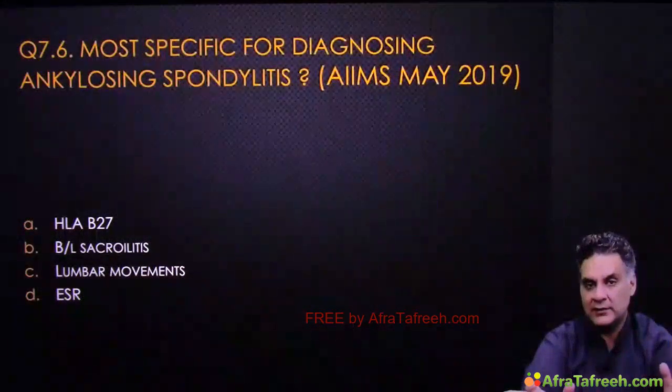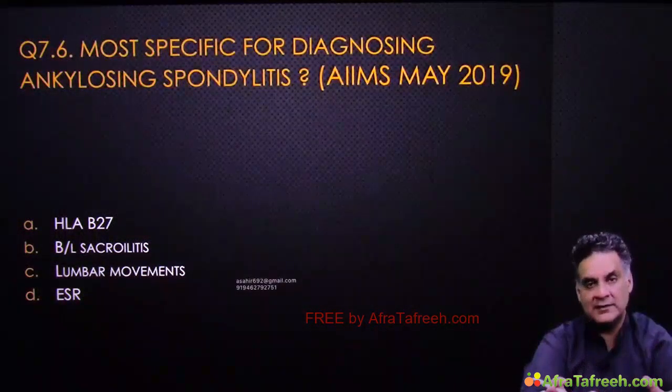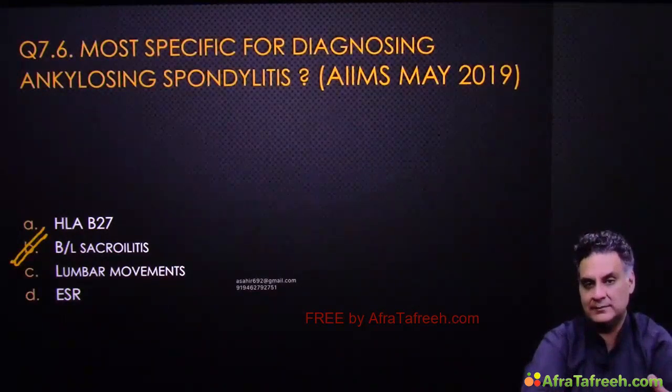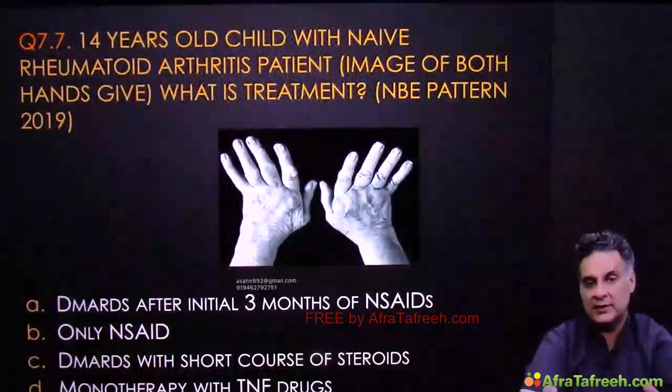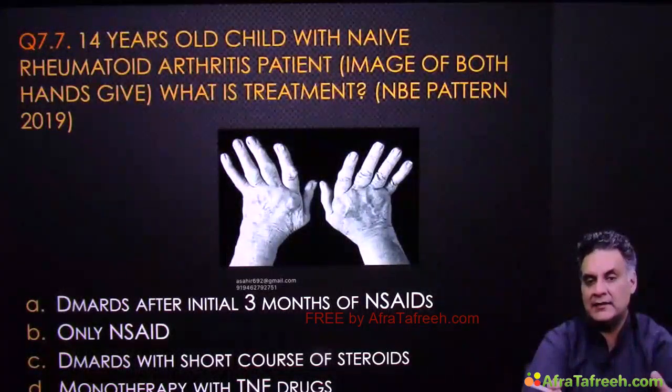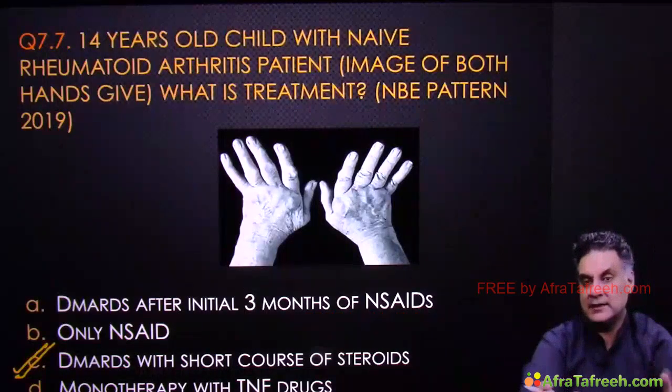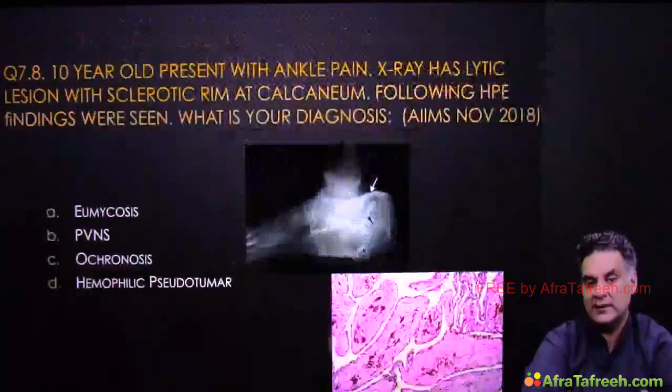More specific for diagnosis, although more than 90% of cases are associated with HLA-B27, the essential criterion is radiographic sacroiliitis for ankylosing spondylitis. A patient has RA, what's the treatment? You'll give disease-modifying drugs with a short course of steroids to start. The first answer can't be correct because you are not giving the specific disease-modifying drugs here.